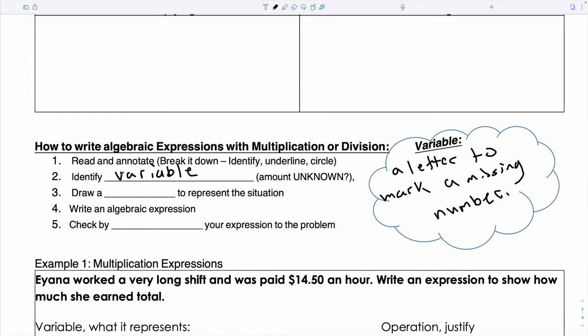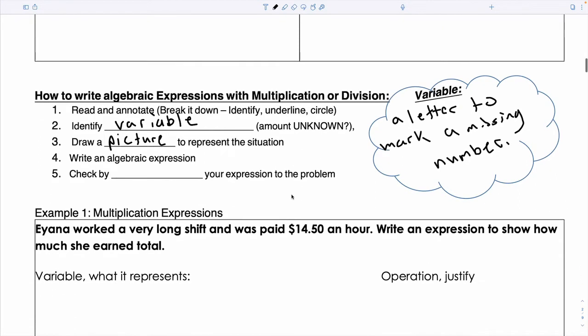So we identified the variable, we wrote out what it is, then we're going to pause and try to draw a picture if we can. When we're multiplying and dividing, it gets a little bit trickier to differentiate which one is which. Adding and subtracting like yesterday is slightly easier in my opinion. Step 4, then you're going to write the expression, then you check, does it make sense? Check by comparing your expression to the problem. Compare it, and if it makes sense, you're good to go.